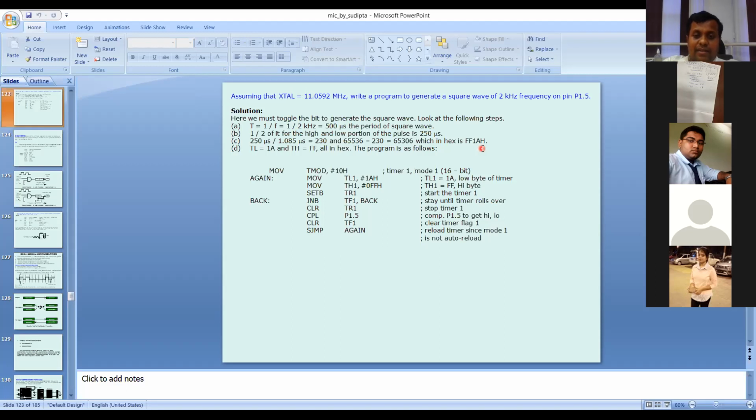Is it clear? Yes, sir. Next, TL 1A and TH is FF. Just see, move TH1 0FFH, move TL1 1AH. Is it clear? This is the initial value we are putting.